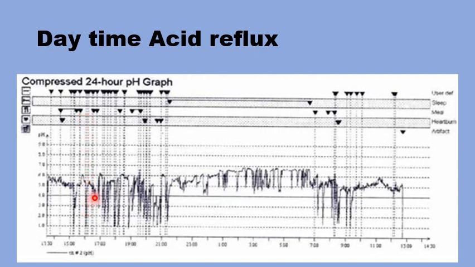These postprandial acid reflux episodes are shown quite markedly during the day, but during the night time when the patient was asleep, as marked in here, there weren't many reflux episodes below the pH 4 level. So this is an example of daytime acid reflux.